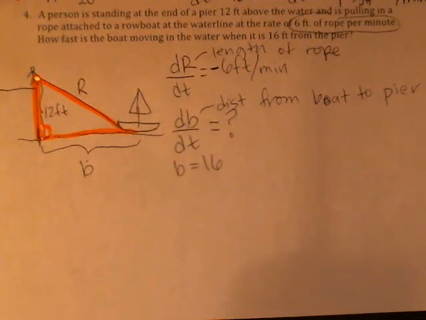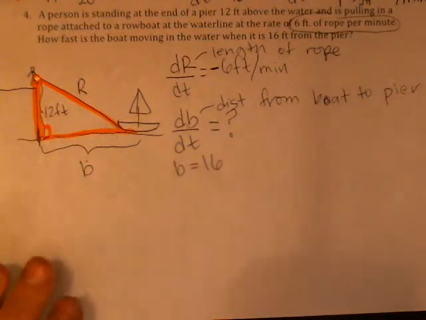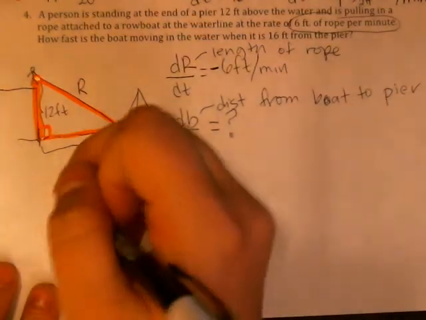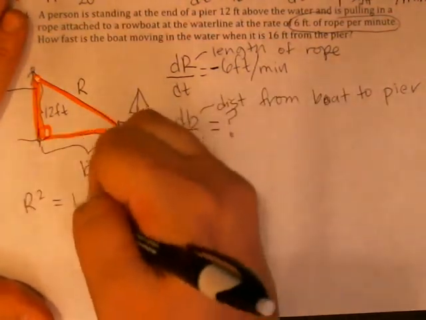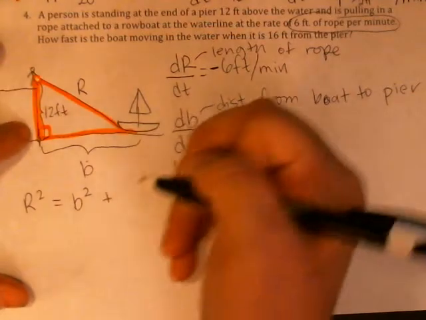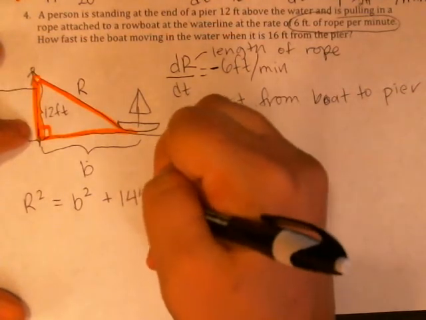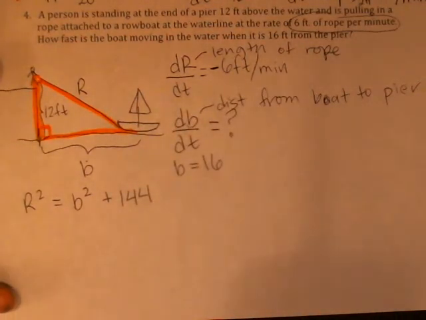We have a vertical pier, and then the water level is roughly horizontal, I would think. So what I want here is actually the Pythagorean theorem. So I'm going to say that R squared is equal to B squared plus 12 squared, which is 144. And that's my formula that relates R to B, that's it.